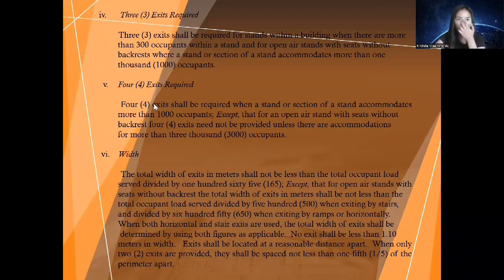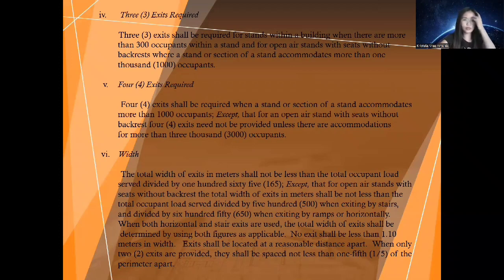So next is four exits required. Four exits shall be required when a stand or section of the stand accommodates more than 1,000 occupants, except that for an open air stand with seats with a backrest, four exits need to be provided only when it accommodates more than 3,000 occupants. So for a stand without backrest, four exits are required if there are 1,000 occupants. And if there are 3,000 occupants with a backrest, then four exits are required.